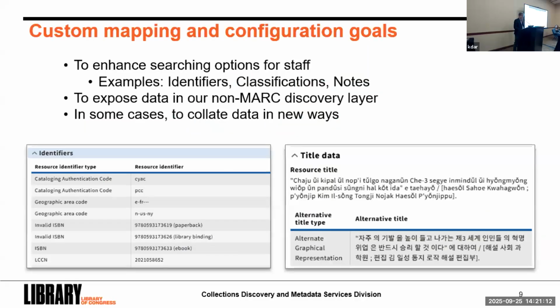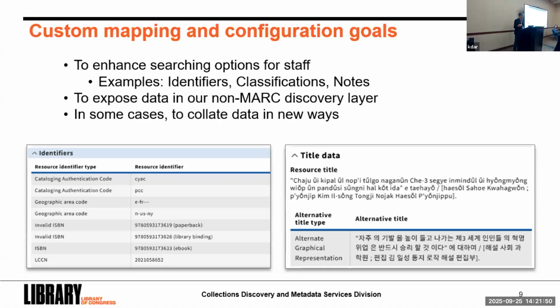So I want to talk for a few minutes about custom mapping and configuration that we did at the Library of Congress to enhance searching options for staff. I'm not going to get into great detail, but I'm just going to give you a couple of quick examples. The mapping files and the workflow that we're doing currently are all stuff that we're willing to share with the community. My colleague, Dave Durden, is a metadata librarian who did a lot of work in setting this up and making this actually quite shareable.